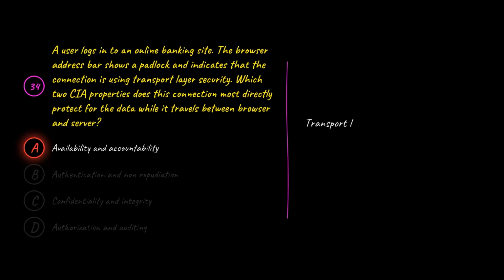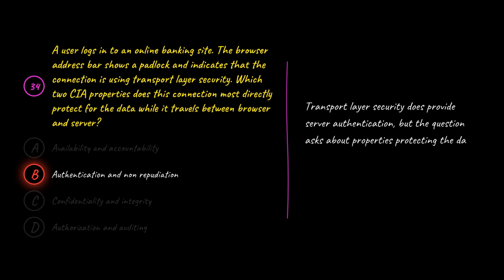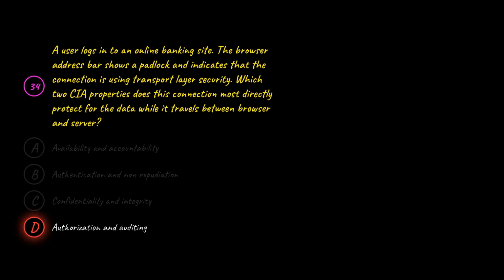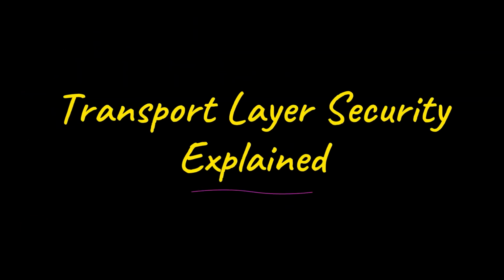A is wrong because transport layer security does not directly ensure availability of the service or accountability of user actions. B is wrong because transport layer security does provide server authentication, but the question asks about properties protecting the data itself in transit, where confidentiality and integrity are the core pair. D is wrong because authorization and auditing are handled by the application after a session is established, not by the transport layer itself.